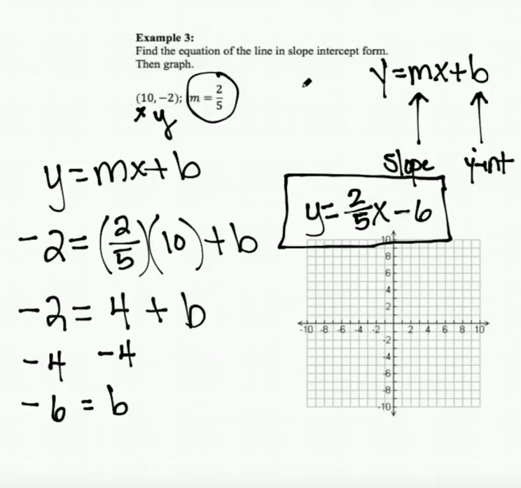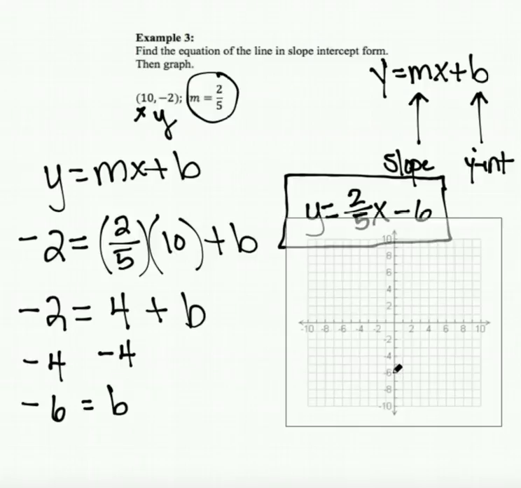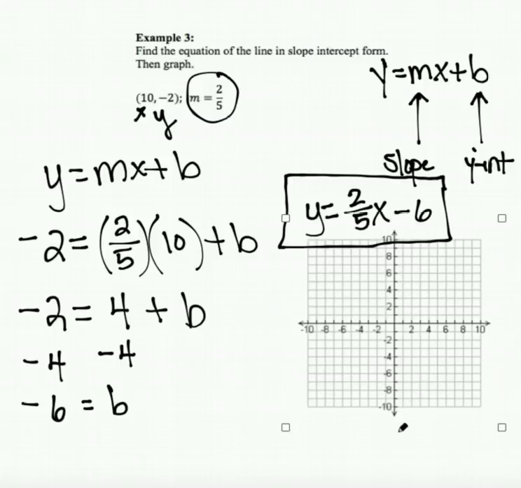Now let's take a minute and graph this. When you're graphing an equation, slope-intercept form is perfect. We know the y-intercept, and we know that the y-intercept is where the graph crosses the y-axis. So this line is going to cross the y-axis at negative 6. So I'm going to start by putting a point down on the y-axis at negative 6. Maybe. Let's see if I can get it to work. All right, there we go.